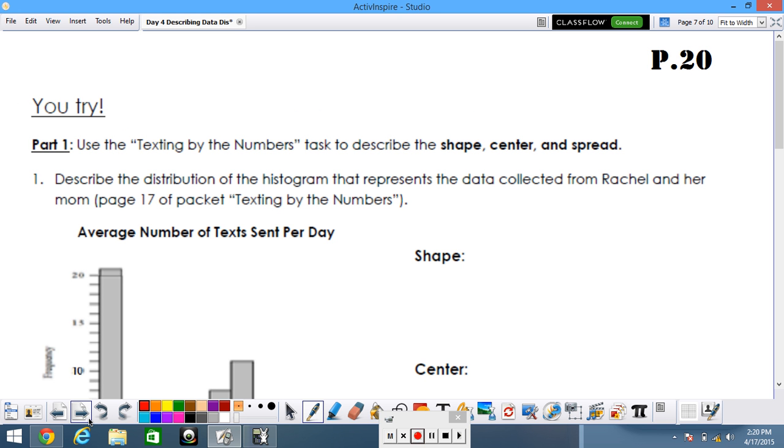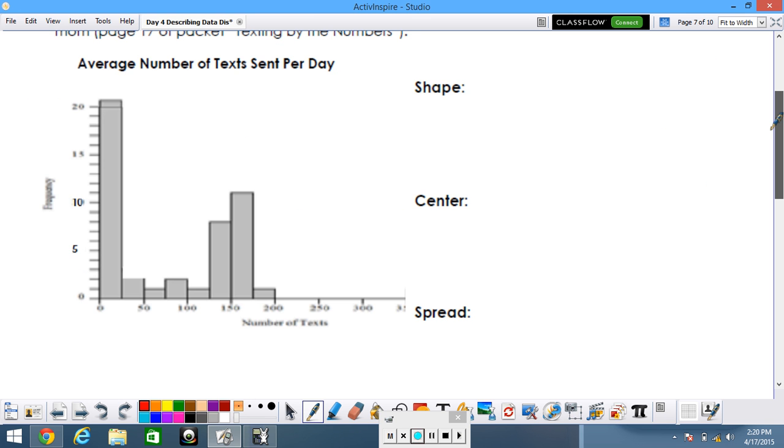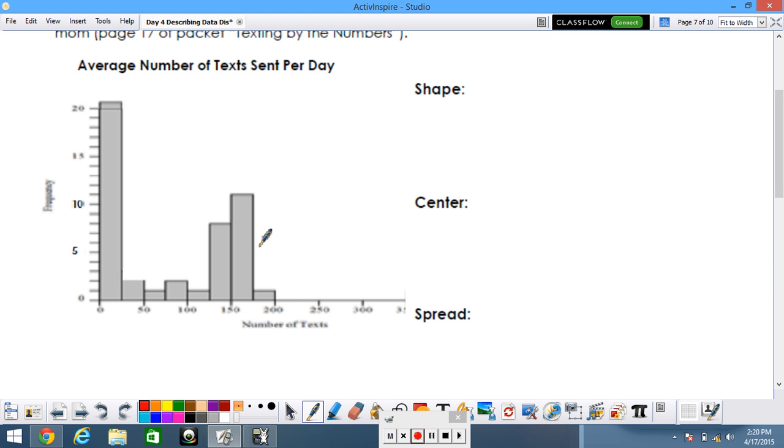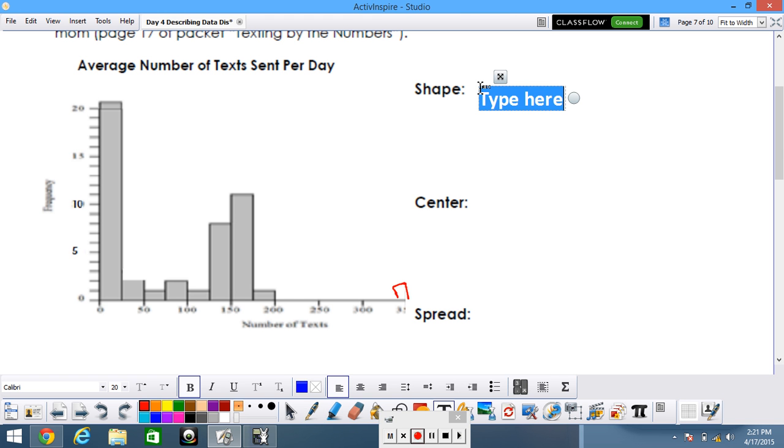So what we're going to do is on page 20, we have two graphs, and we're going to talk about the shape, the center, and the spread. This is the average number of texts per day between Rachel and her mother. Although it got cut off, there's that one little outlier over here. The shape of this, so where are we missing data? We're missing it over here on the right. So we say that the shape is skewed right because there's an outlier on that end.